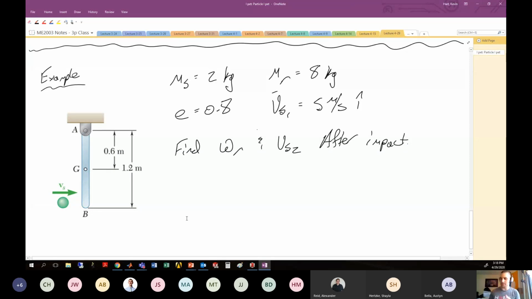All right, mass of the sphere, 2 kilograms. Mass of the rod, we're given 8 kilograms. Coefficient of restitution between the two things, 0.8, given. Velocity of the sphere coming in, 5 meters per second i hat. We're going to assume traditional XY coordinates in this problem. We're asked to find the angular velocity of the rod and the velocity of the sphere in state number 2 after impact. So I label these as v_S2 and omega_R, and I'm labeling them as magnitudes here. We'll see how the direction shakes out as we go through.